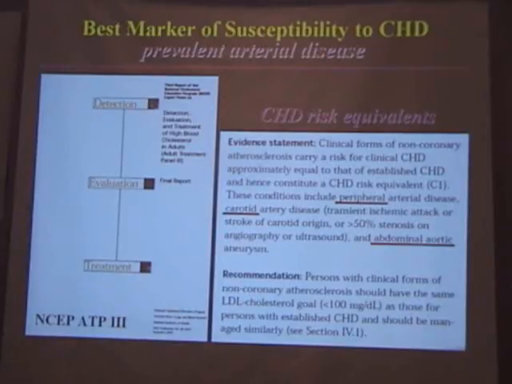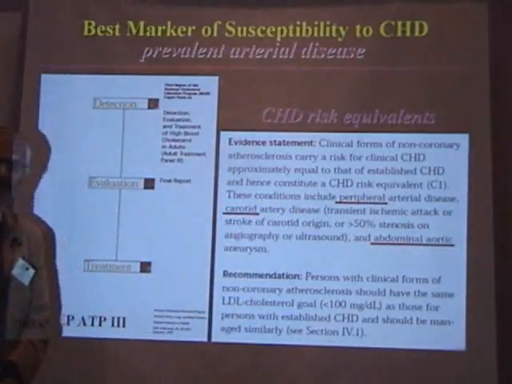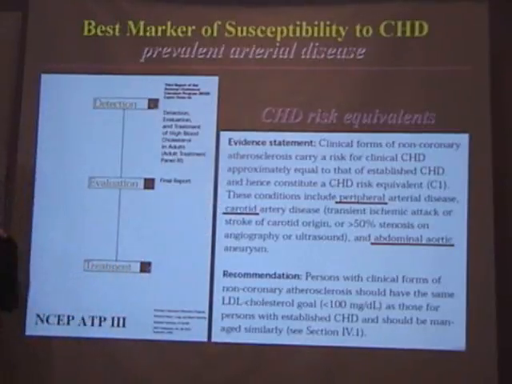The best marker for susceptibility for the disease is having the disease. And the more disease you have, the higher the risk. And it is, in fact, already in the established guidelines. The NCEP guidelines say, if you have peripheral arterial disease, if you have disease in the femoral arteries, if you have disease in the carotid artery, if you have an aneurysm in the abdominal aorta, you have a coronary heart disease risk equivalent. You have the same risk as if you have the disease in your coronary artery. So it's a well-established concept that the best marker for susceptibility is prevalent disease.